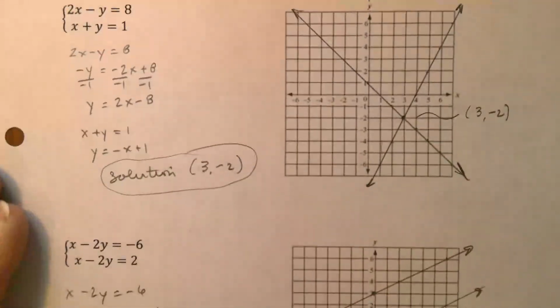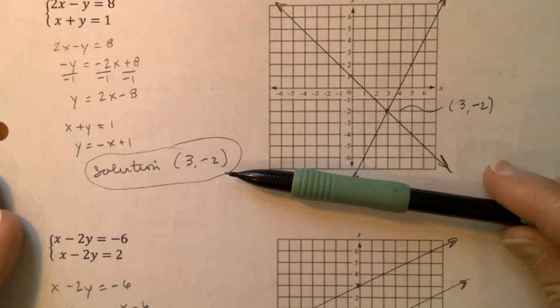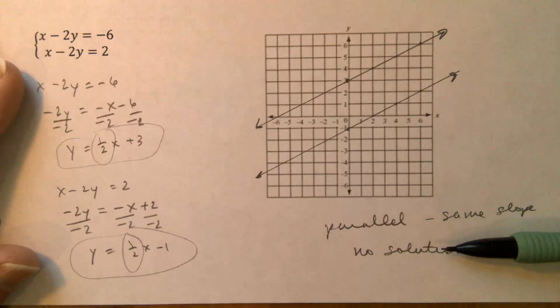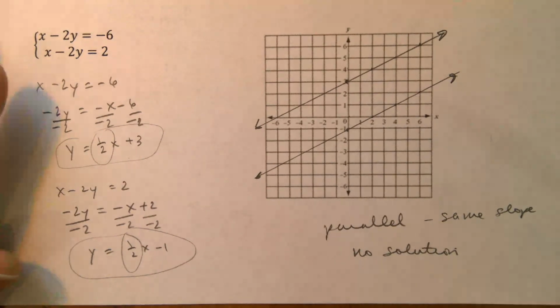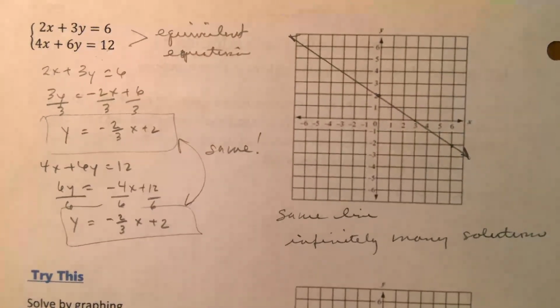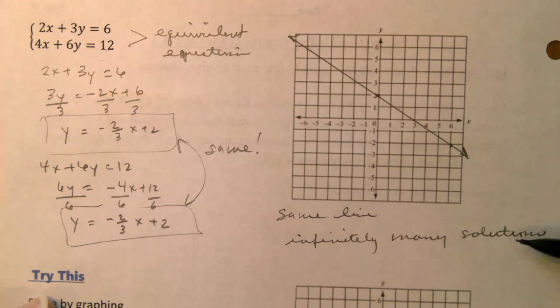So there's three scenarios that we've looked at. They intersect in one point. That gives us a solution of an ordered pair. They're parallel, okay, which means there is no intersection, so there's no solution, and that's what you would write, no solution. And a third scenario is they're the same line. They're equivalent equations, and they're the same line, which means there are infinitely many solutions. And this is what you write. You write infinitely many solutions.